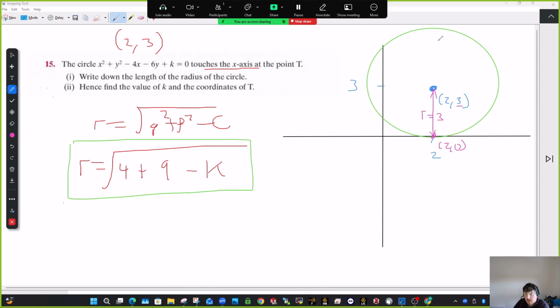Write down the length of the radius. So the radius is 3. And then we can sub that in here. So we go 3 equals root 13 minus k. What do we do to both sides? Square them up. 9 equals 13 minus k. So then bring the k over, bring the 9 over, we get k is 4.